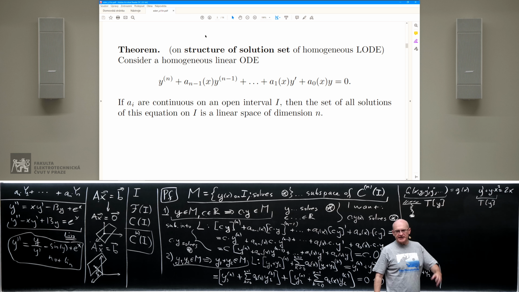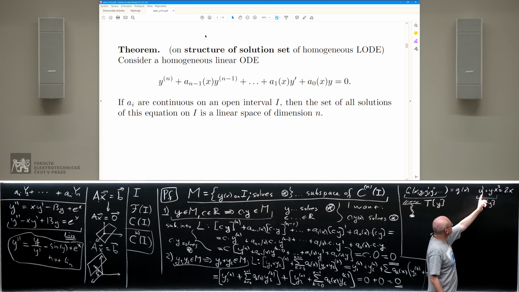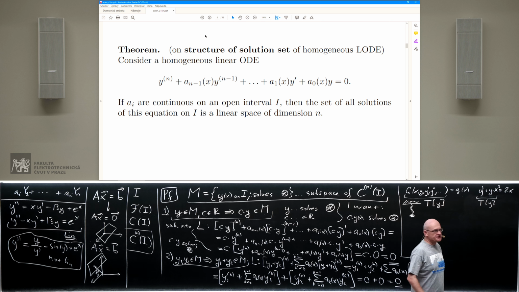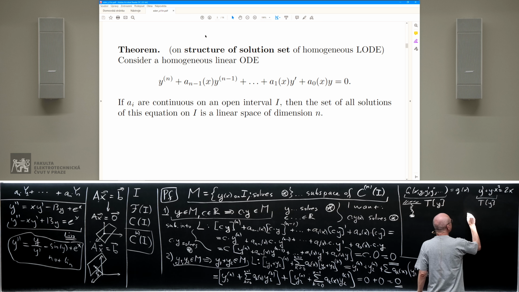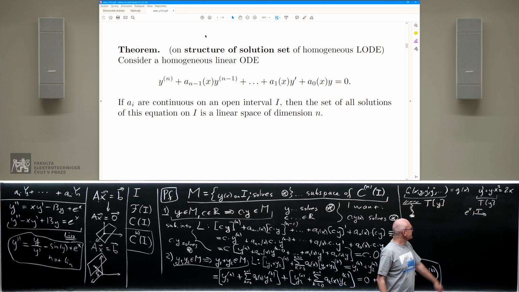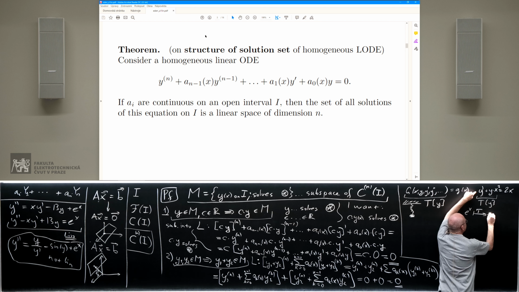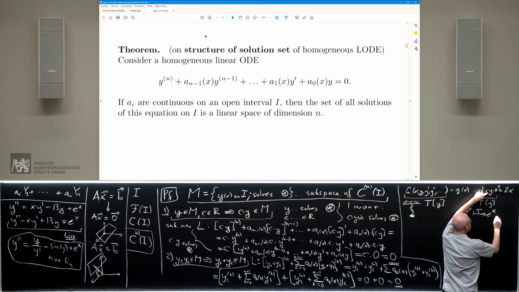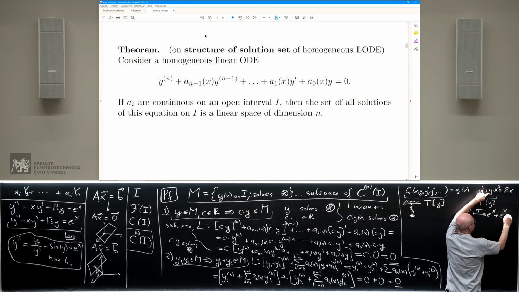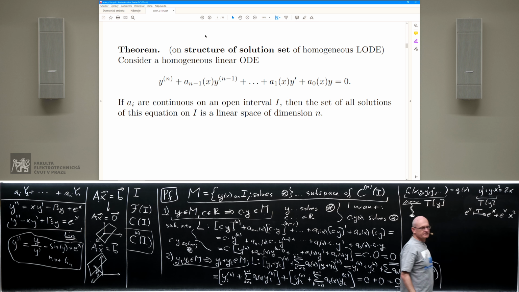How does it work? You take some function, you put it for y into the formula, and you get a new function. So for instance, if I take the function e to x, and I apply this action of the left-hand side, then I should take the derivative, which is e to x, and I should add my function, which is e to x, multiplied by x squared.